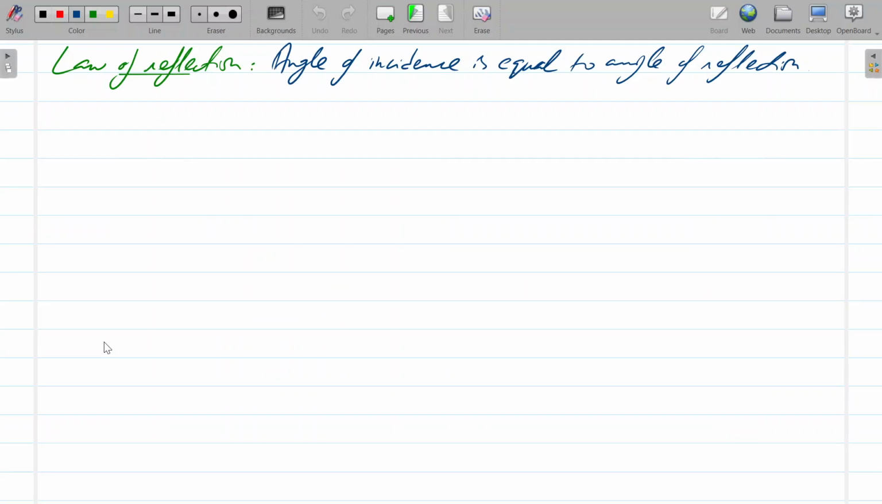All right, can you see the whiteboard? Yeah. Okay, so we have next chapter 3.2.2, which is refraction of light.